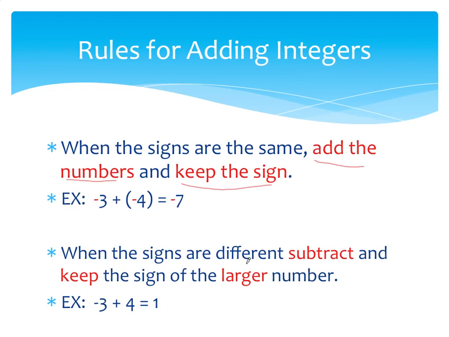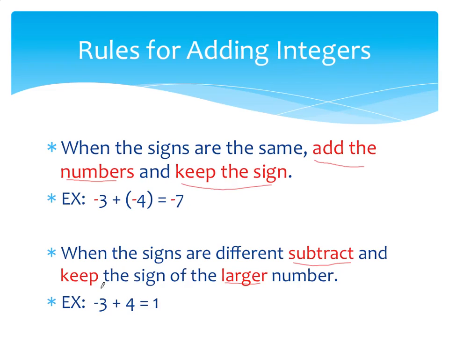When the signs are different, meaning one number is negative and one is positive. Okay, it doesn't matter which order they're in, but the two numbers that you're adding are different signs. You actually subtract the numbers and keep the sign of the larger number.